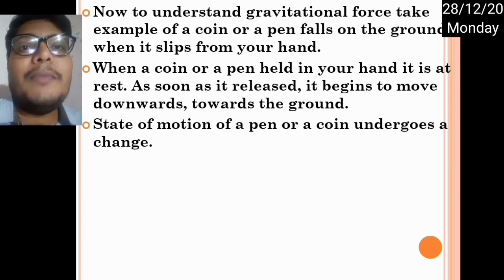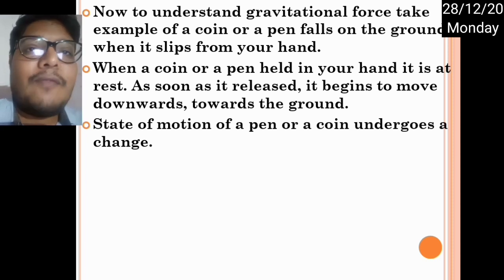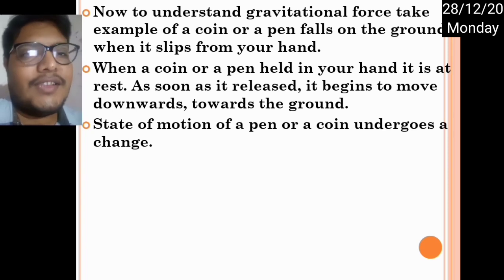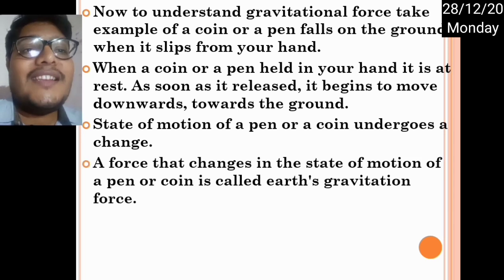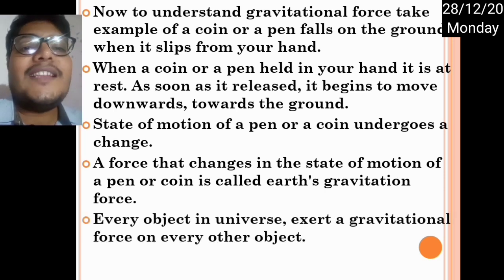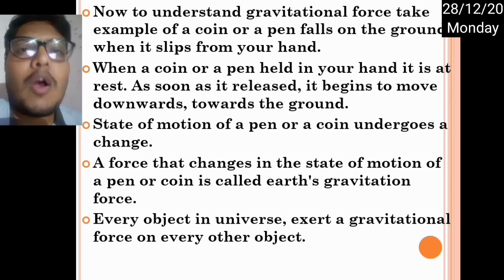What was the state in the beginning? It was at rest. Now it starts falling. So the state is changing, no? The state of motion undergoes a change. So a force that changes the state of motion of a pen or a coin is called Earth's gravitational force, right? When the state of motion changes, it means there is some force applied on the object. Here in our case it is gravitational force. So we can say that every object in the universe exerts a gravitational force on every other object, right? Every object in the universe applies force on one another.